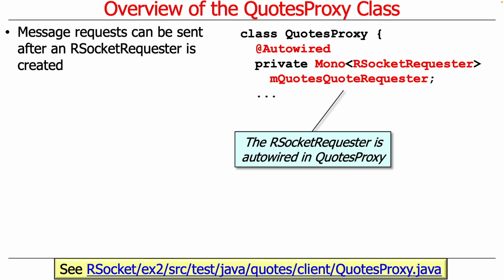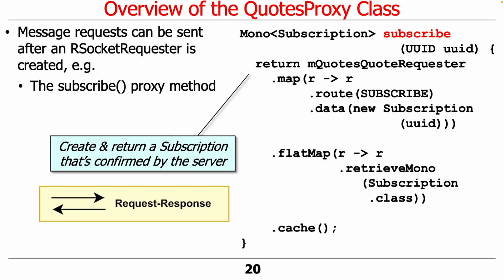The first one we're going to look at is the way in which we autowire the RSocket requester into the quotes proxy. So this is using that bean that we defined in the client beans class we just looked at. Here's the subscribe proxy method. This creates and returns a subscription that's going to be confirmed by the server. So this is a good example of request response.